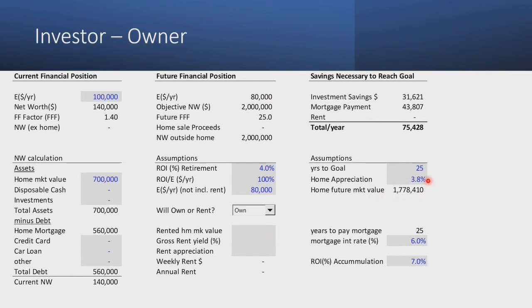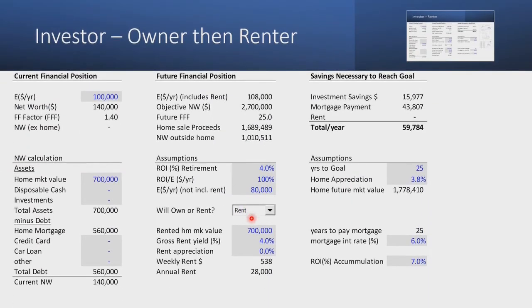So what happens if this person decides to go the home ownership route from day 0 to year 25, and then decides to sell the house and rent? This is exactly the same example, but the person now is going to rent the same house that he sold, in essence, to make things more comparable.